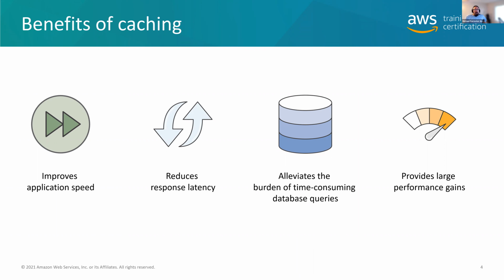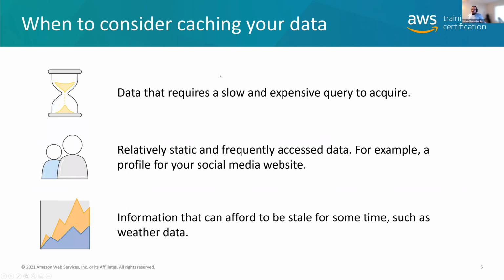Now, when you're caching your data, there are a few things to consider. One, if there's data that takes a really long, slow, expensive query of any type to provide, and the results are reusable by other entities or other workflows, that's great data to cache. Static data that's frequently accessed is great to cache. Information that can be stale for a few seconds or a few minutes or a few hours or days, those are all things that can be cached.